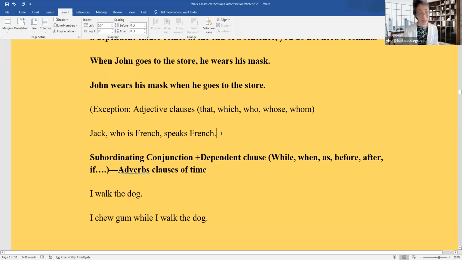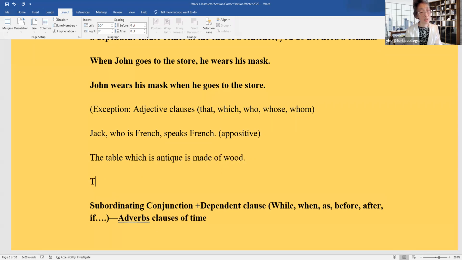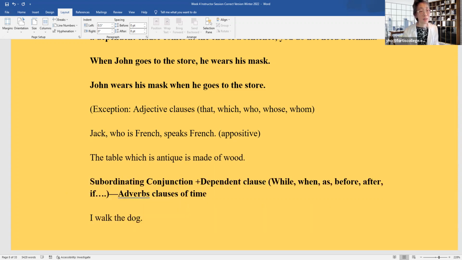commas. And that's similar to an appositive. When you are identifying something that's important in a sentence, and then if it's not important, that's why it needs two. But if I say something like, the table which is antique is made of wood. Here you would have the table, which is antique, also with a comma over here and a comma over here. Why? Because this is an adjective clause, antique table. So when the adjective clause comes in the middle of the sentence and describes the noun, you have to have two commas.